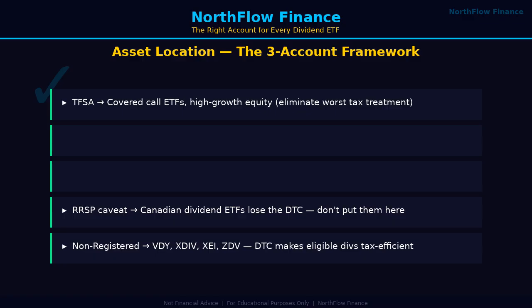If you hold a U.S. S&P 500 ETF like VFV or XUU, or any U.S. dividend-paying stocks, the RRSP is the only account where you can receive those U.S. dividends without the 15% withholding. Non-registered, put your Canadian dividend ETFs here.